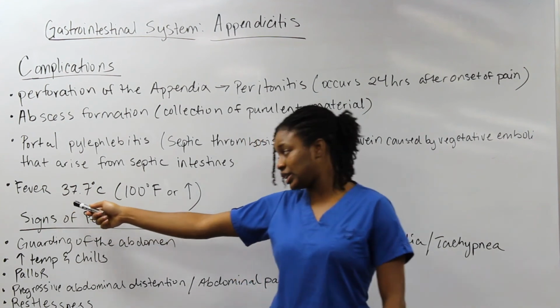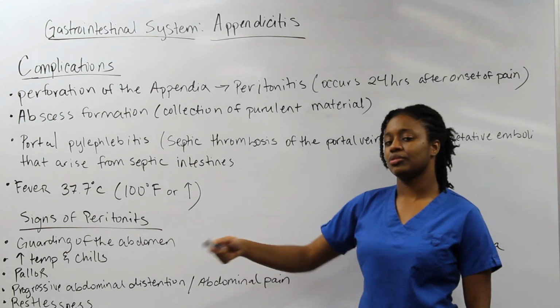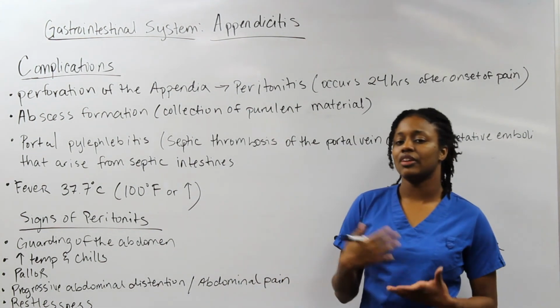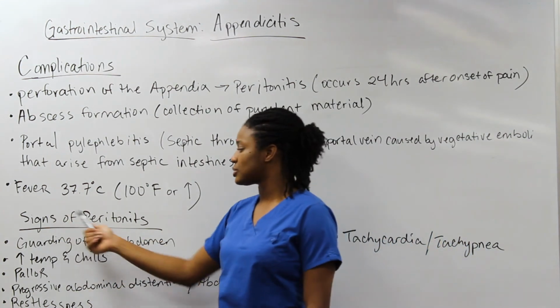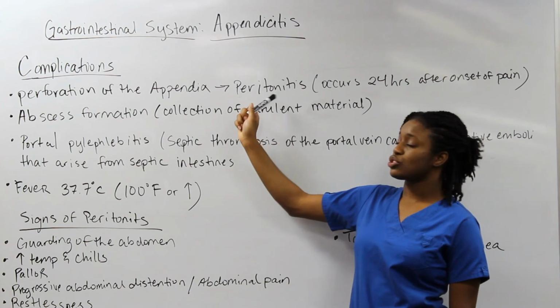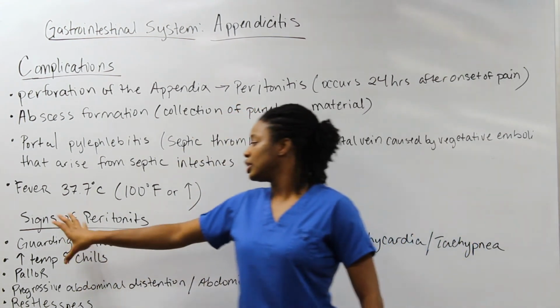Fever from anything of 37.7 Celsius, which is pretty much 100 degrees Fahrenheit, or anything higher than that, okay? So just expect to see a fever. And then here are some signs and symptoms of peritonitis. So eventually this is what you're trying to prevent. So how do you know if the person is in peritonitis, right? So these are your signs.